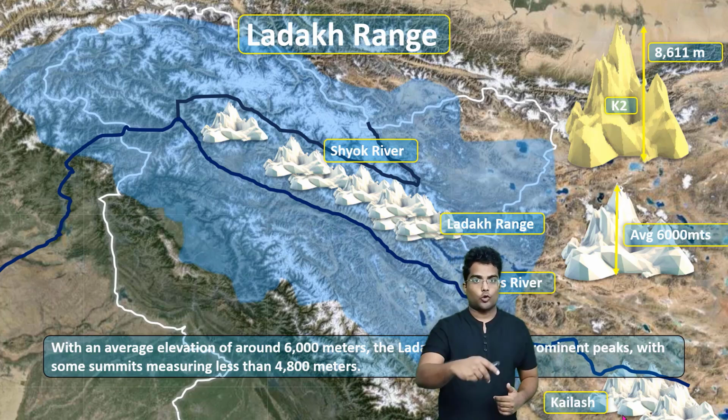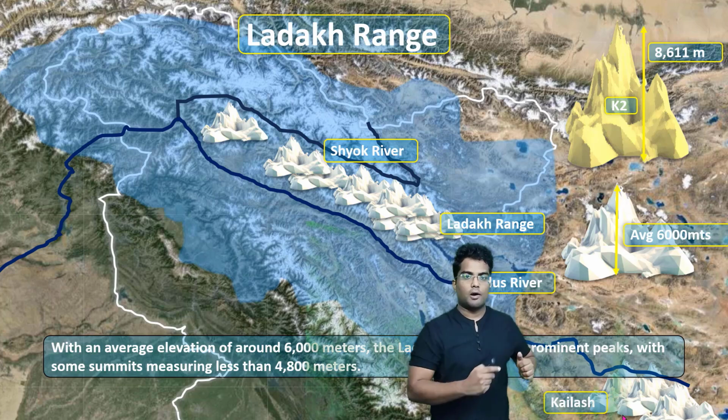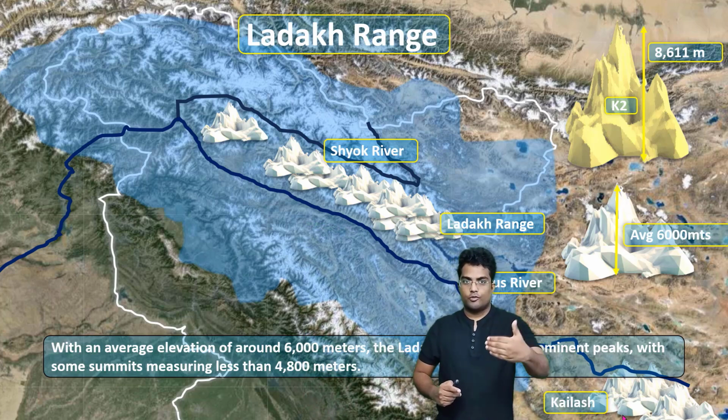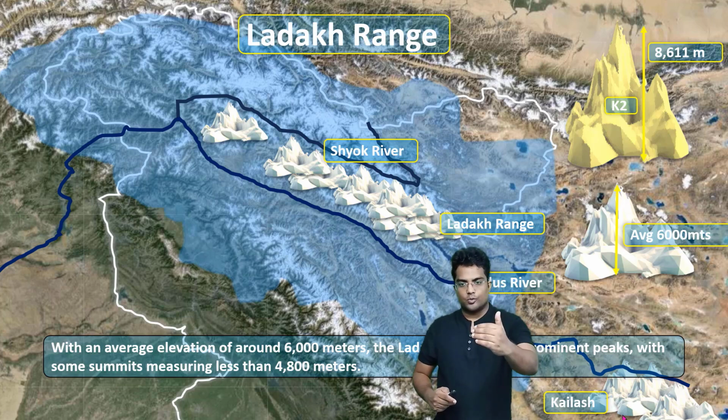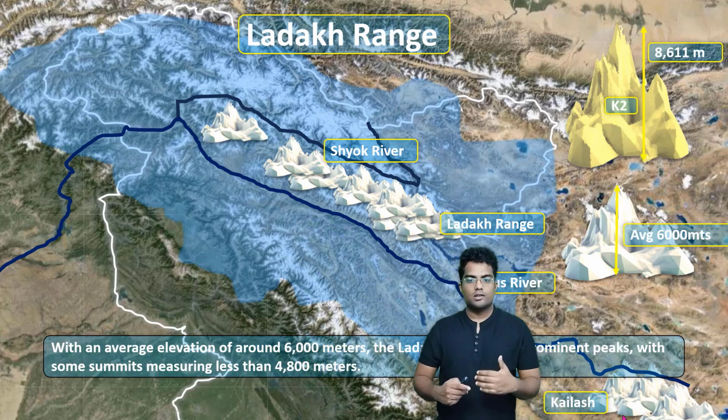K2 is located in the Karakoram range, which we have learned in the earlier part of the video. If you just go through the Karakoram range, you will understand this. K2 is in the Karakoram range, and it is significantly taller than any average mountain in the Ladakh range.